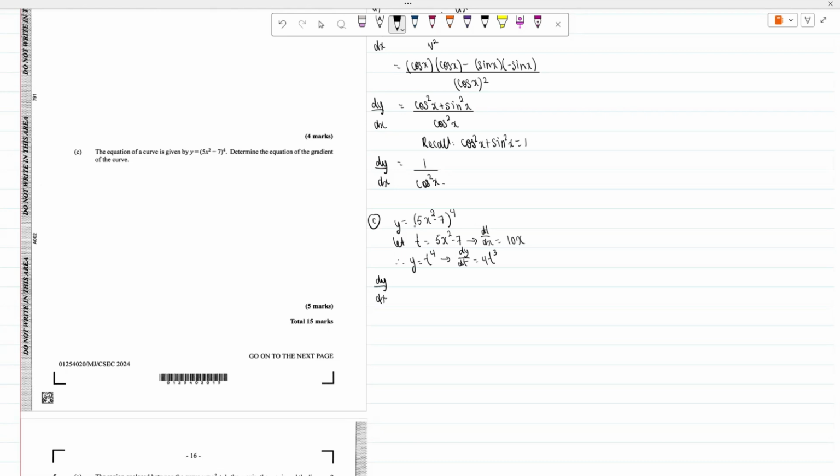dy dx is dy dt multiplied by dt dx. Good old-fashioned chain rule. dy dt, 4t cubed, multiplied by dt dx, 10x, and replace t. I'll get 40x into 5x squared minus 7, all cubed.